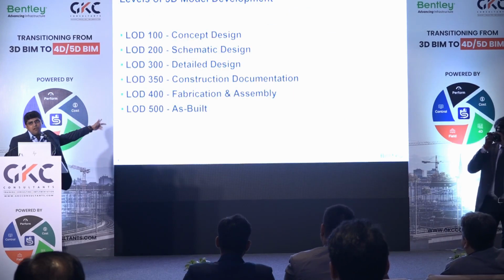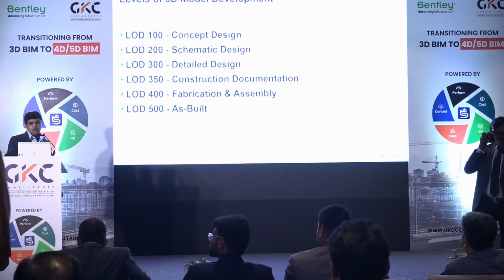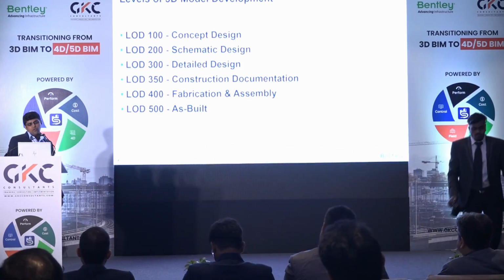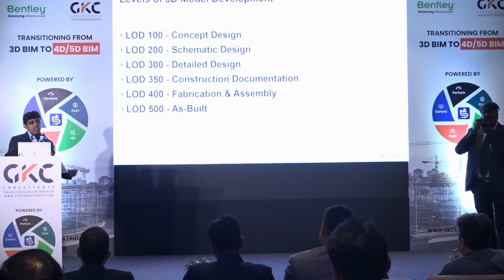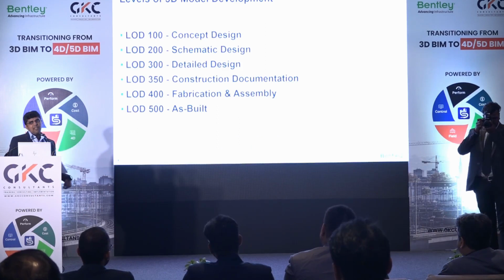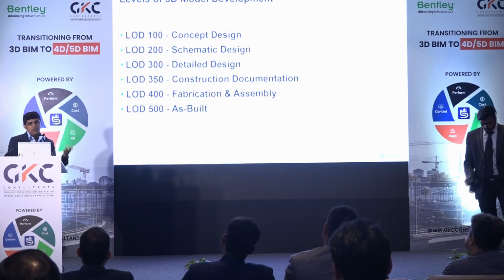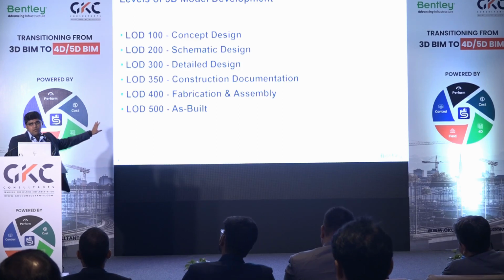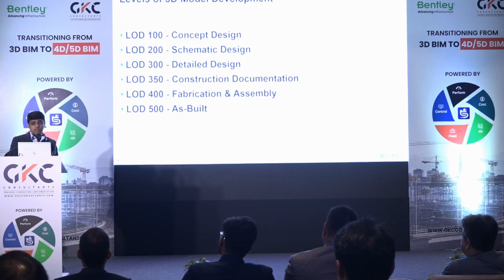We call it a level of development: 100, 200, 300, and some people mention 350, and after that 400, 500. We start as a basic planning engineer, we do the conceptual design, then the schematic design moves into detailed design. Construction documentation is what we were discussing, like passing on the document from one person to another, how it is done. So all these phases have been named in this manner, and everybody is assigned a particular job description.